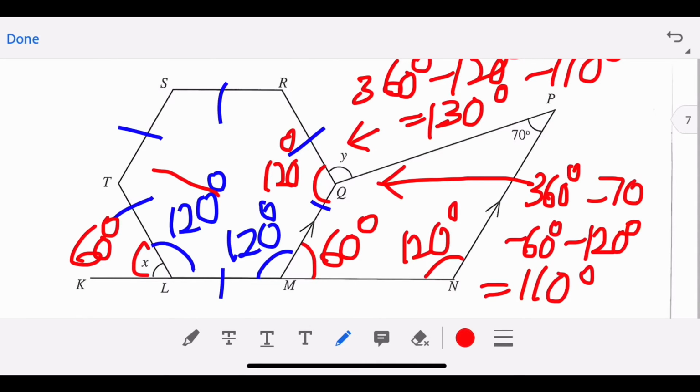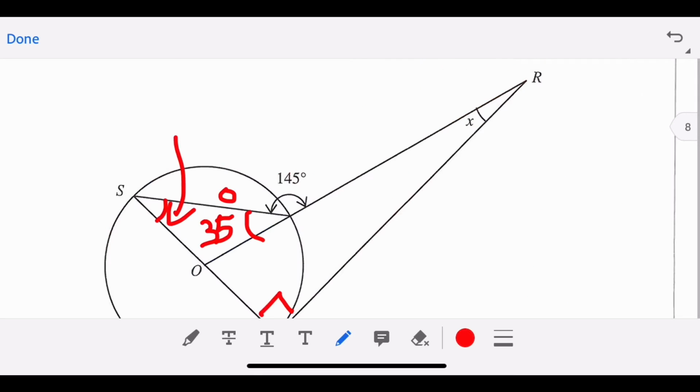So let me finish it first before I proceed to the next one. I managed to find the Y, which is 360 minus 120 minus 110. So it's 130 plus the 60 degrees. So the X plus Y is 130 plus 60. So the answer is 190 degrees, right? X plus Y. So we have solved this question.